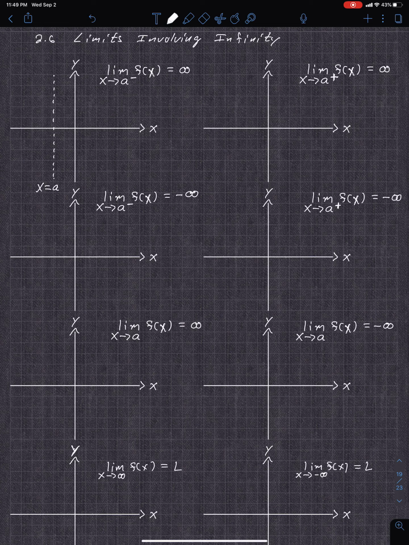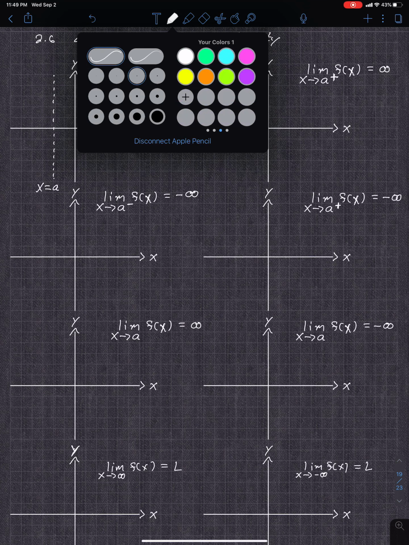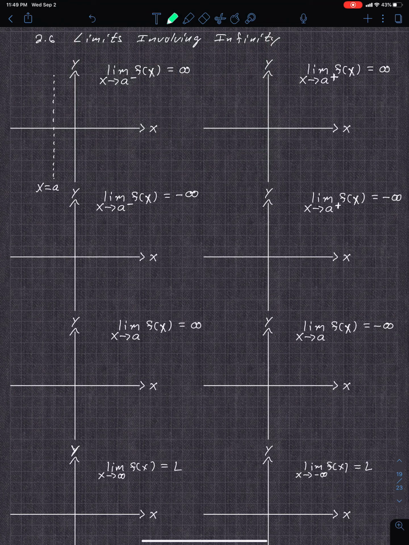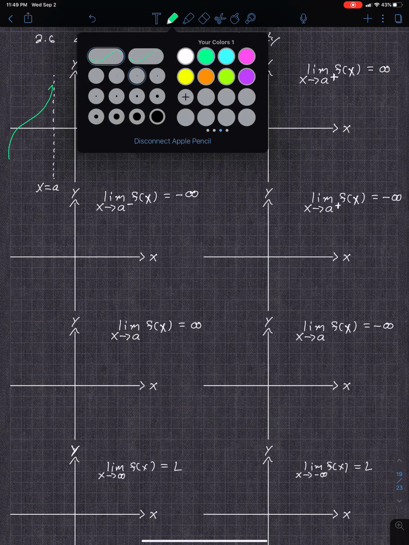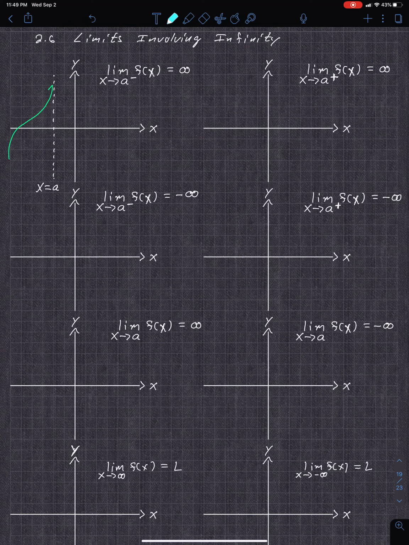And that function is going to approach, let's pick a nice color to make it fun. So we're approaching a on the left, and it equals infinity. The function could be doing whatever over here, and then eventually it's going to be going like that. That's what we mean by approaching a on the left. And the next one, we have f of x approaching a on the right.